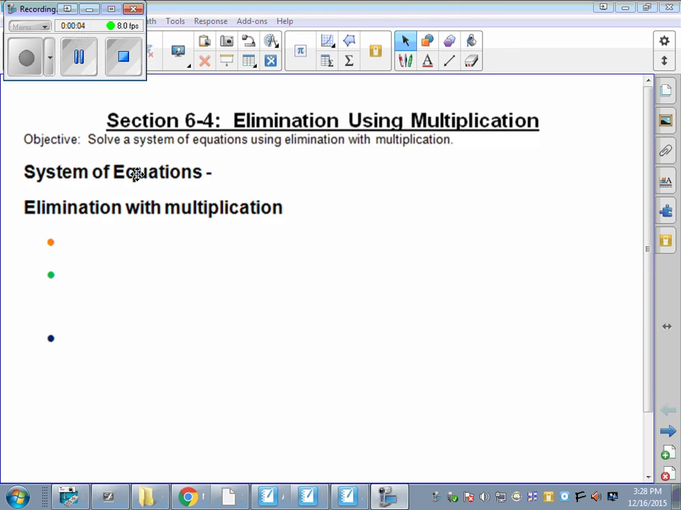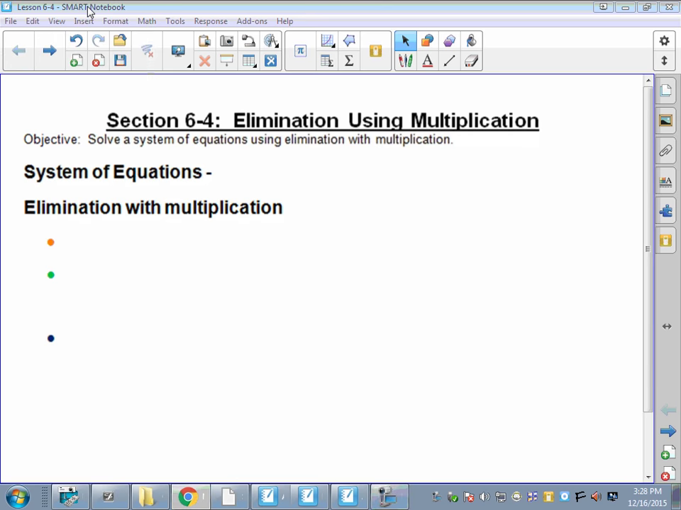Hi everyone. We are ready to do some section 6-4, elimination with multiplication. This is going to sound a lot like section 6-3, where we had elimination. Now we just got to do a little bit of work to make those coefficients the same in front of either the x's or the y's.